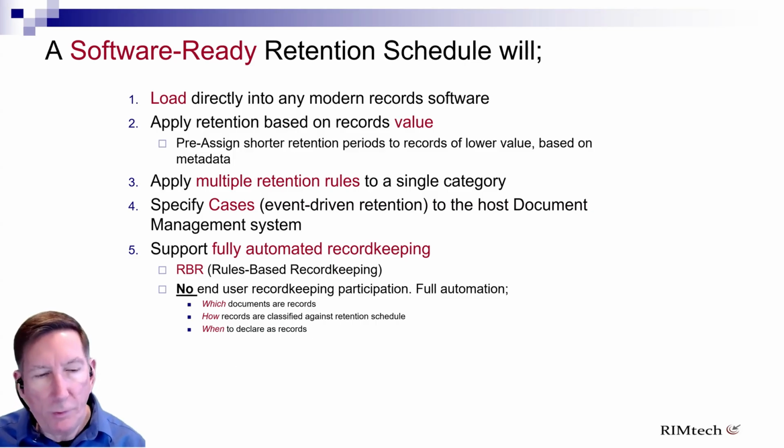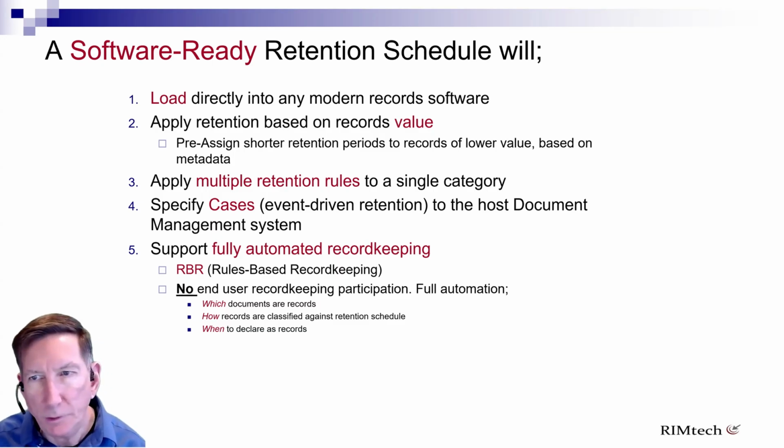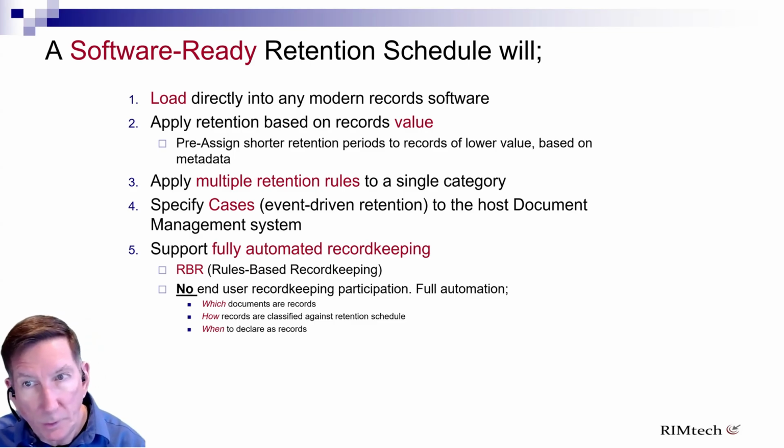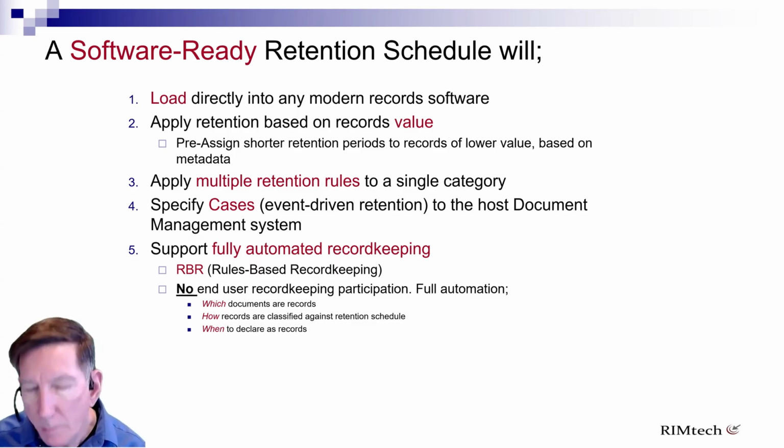So now we can have, for one business activity, these are the highest value records, these are the medium value records, these are the low value records, and we can assign different retention rules on each. You have to know what a case is, because all records are either case records or they're not, and the software treats them differently. So we're going to automate this completely, okay?